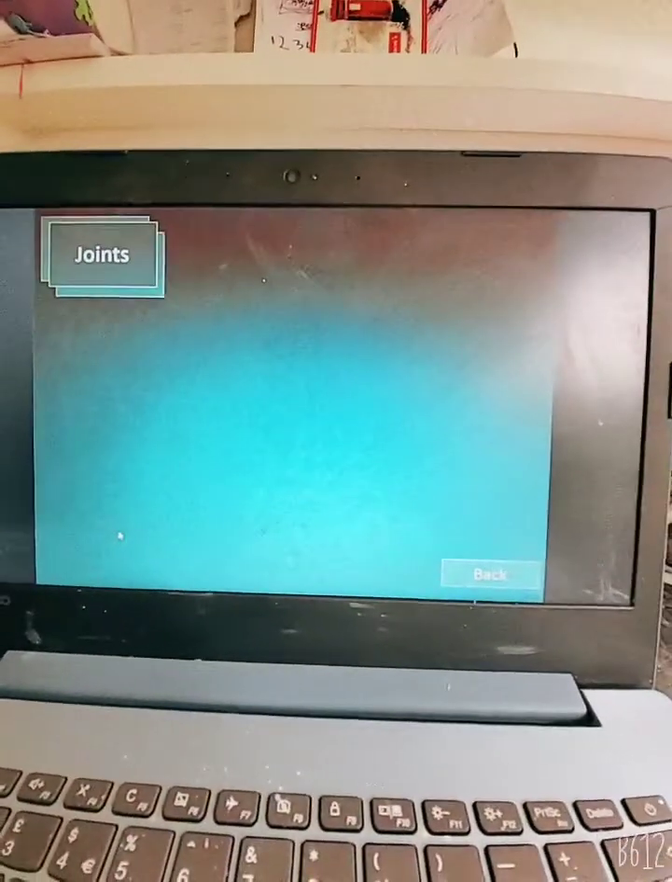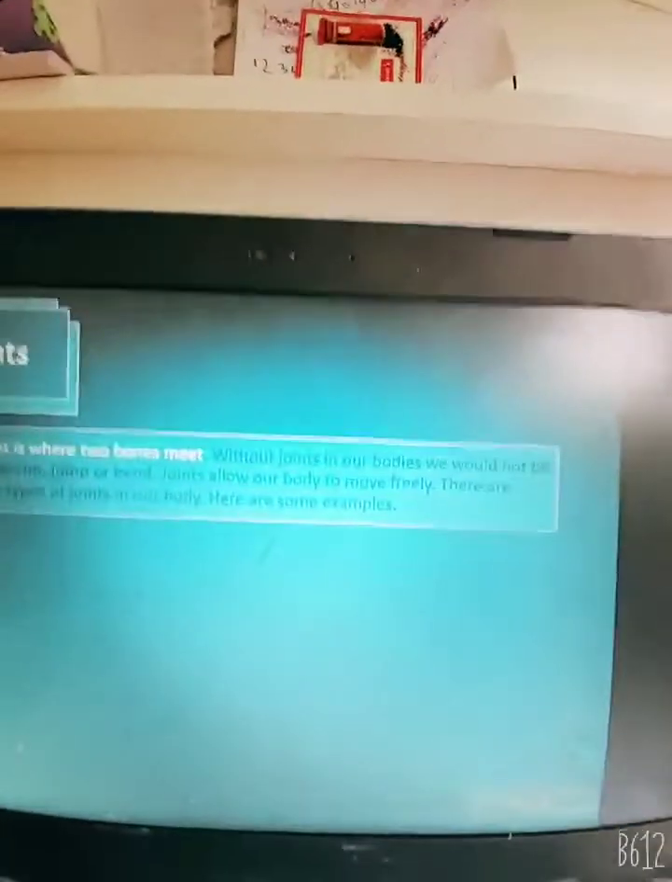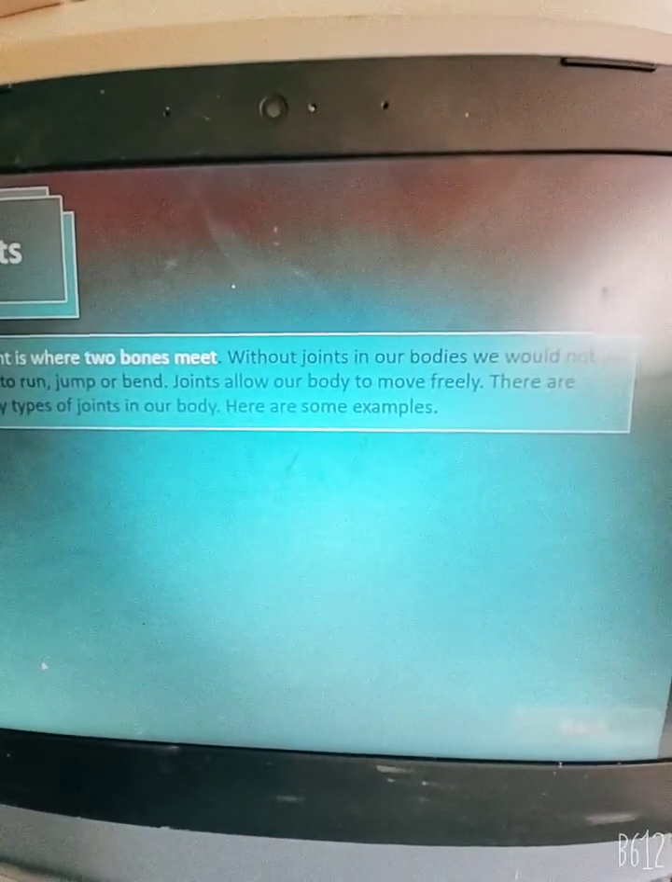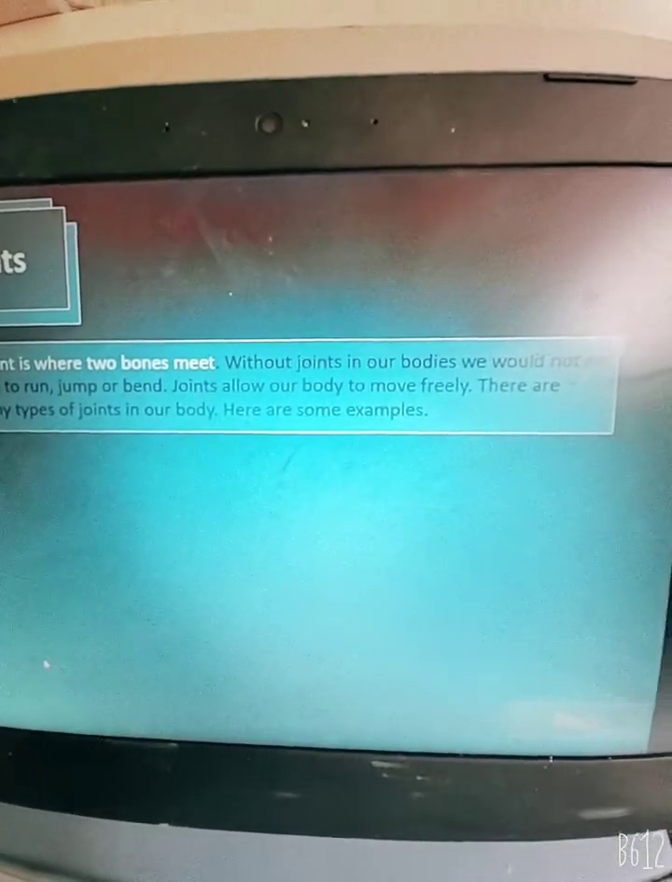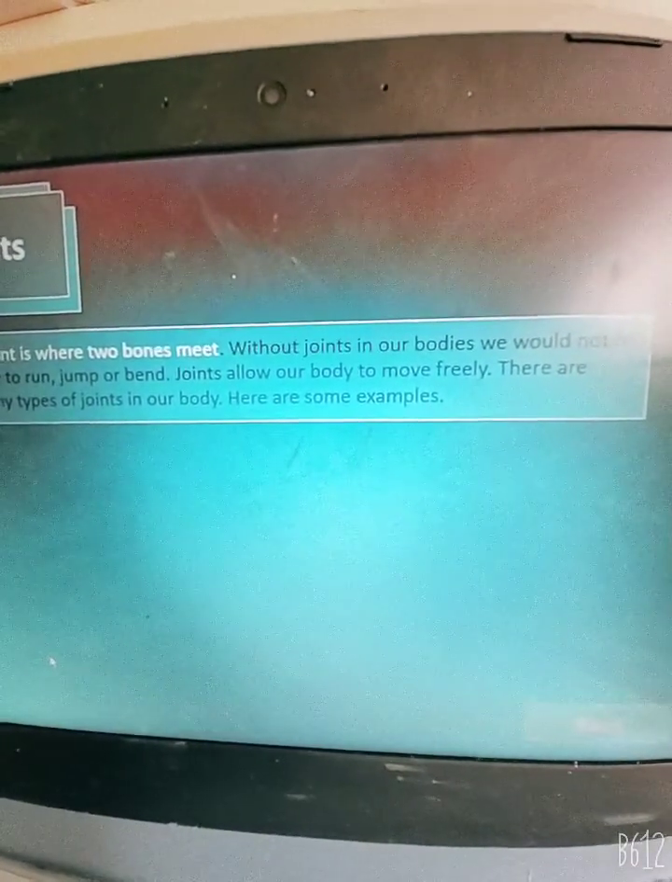Now we go to the joints. Where two bones meet, they are called a joint. Without joints, our body would not be able to run, jump or bend. Joints allow our body to move freely. And there are many types of joints in our body.